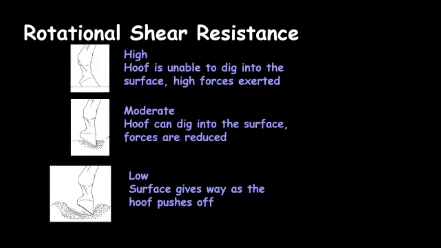So this is just illustrating that at the top surface with high rotational shear resistance, the toe can't dig in at all. If we have moderate rotational shear resistance, the toe digs in and then the hoof is able to push off against the ground. On a surface like very soft, deep, dry sand, the toe can dig in very nicely, but then the sand doesn't give enough resistance. It just kind of gives way as the hoof pushes off against it. So moderate shear resistance is what we really want from a surface.